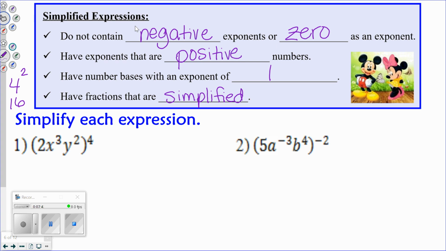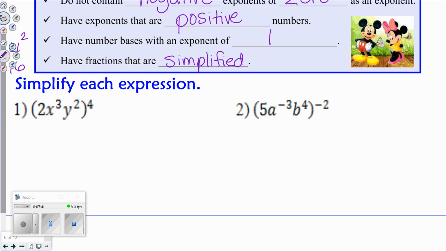So number 1, 2x to the 3rd, y squared, all of that to the 4th power. What's the first thing we should do with that? Distribute. Does this 4 distribute to this 2? How does it distribute to the 2? Yes, that 2 is an exponent of 1.